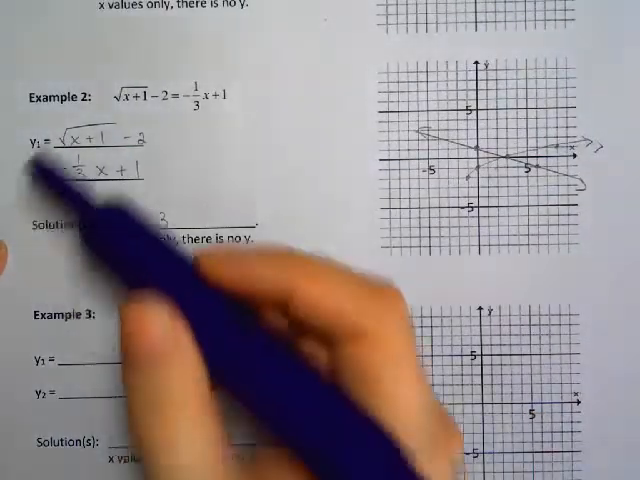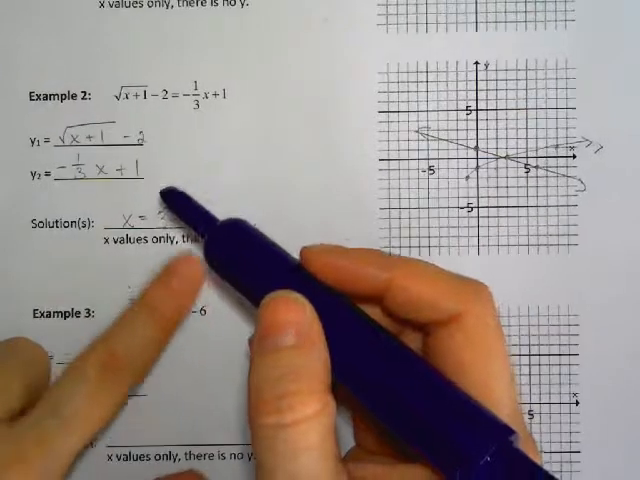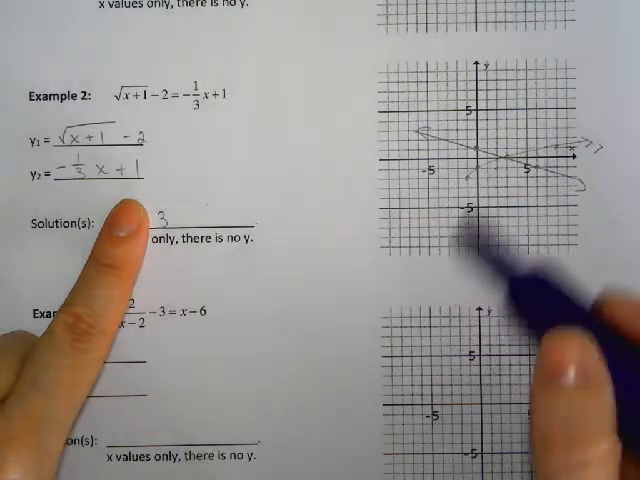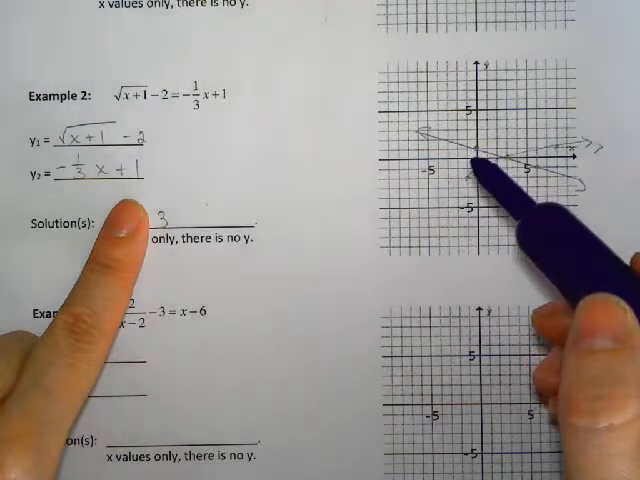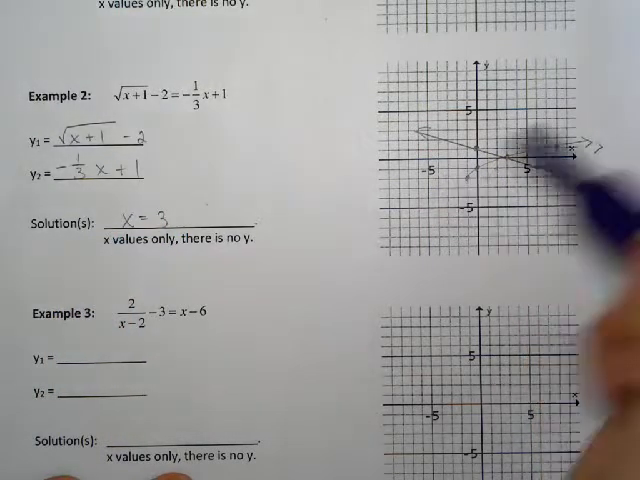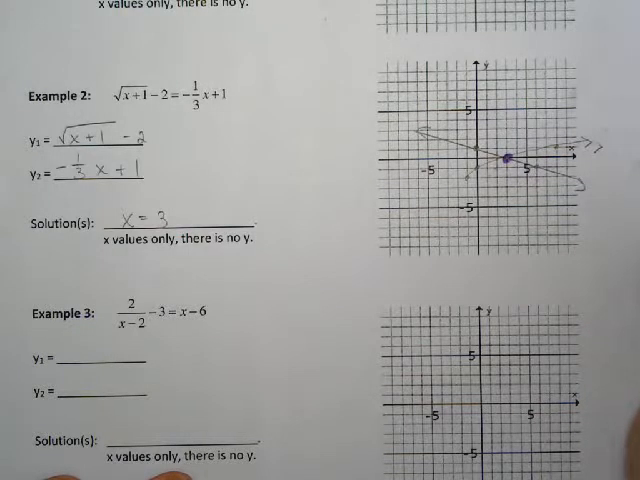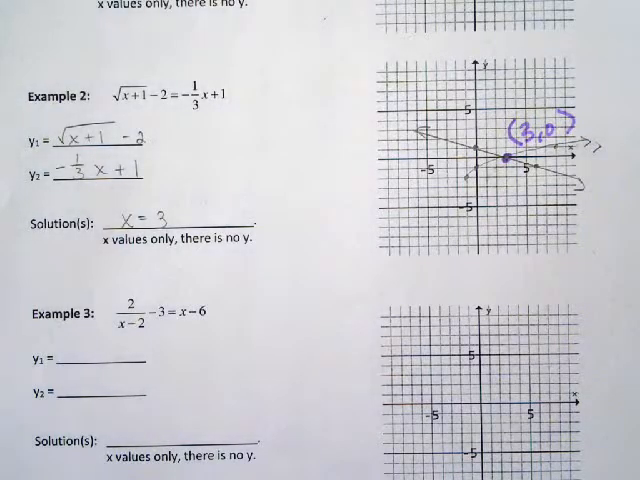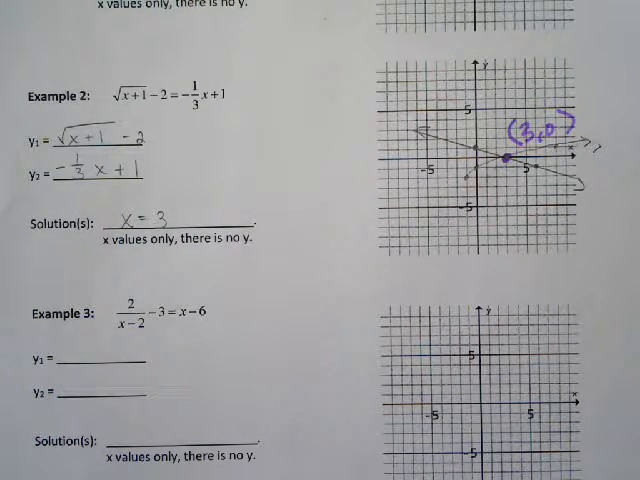All right. So then the line has the y-intercept of 1 and a slope of negative 1/3. So we start our line at 1 and we go down 1 and right 3, down 1 and right 3. So we have a point of intersection right here at 3, 0, which means our solution is x equals 3. So we didn't start with any y's, we don't finish with any y's.